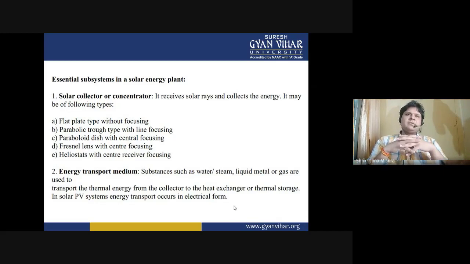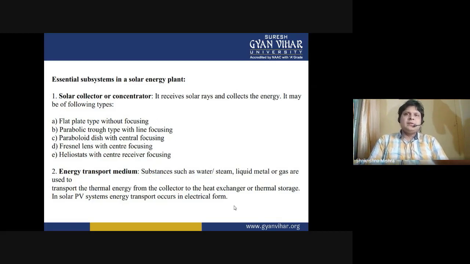So it is basically a glass plate. It can either be a flat shaped glass plate, it can be of paraboloidal dish shape, or it can be a Fresnel lens with central focusing. There are also heliostats with center receiver focusing. So these are different types of solar collectors. Basically, its purpose is to receive solar rays and collect the solar energy.